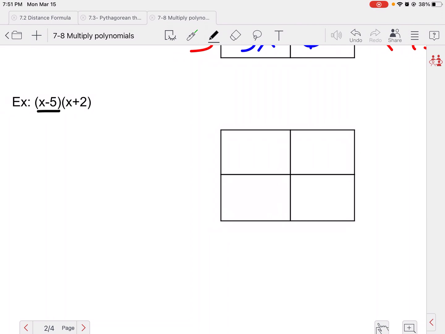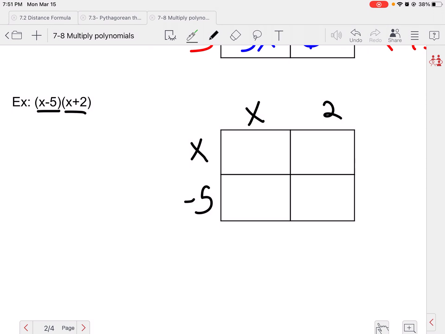So notice I have 2 terms by 2 terms again, so I have a 2 by 2 box. If I had more terms, I would just draw a bigger box. So this is going to be x, and this is going to be -5. We want to take that sign in front of that number, okay? Otherwise, it's going to throw off your whole answer. And then we'll have an x and a plus 2.